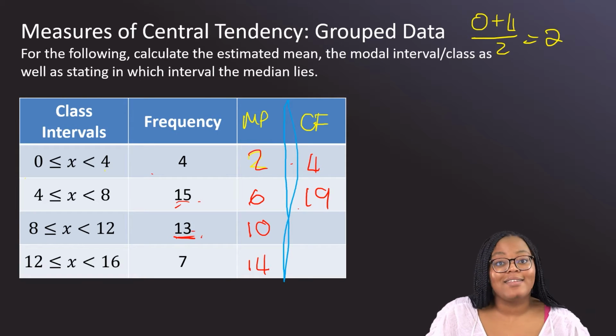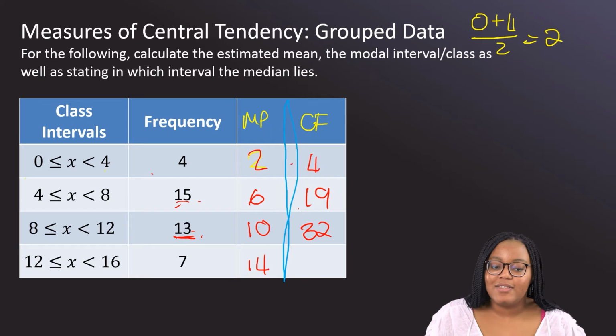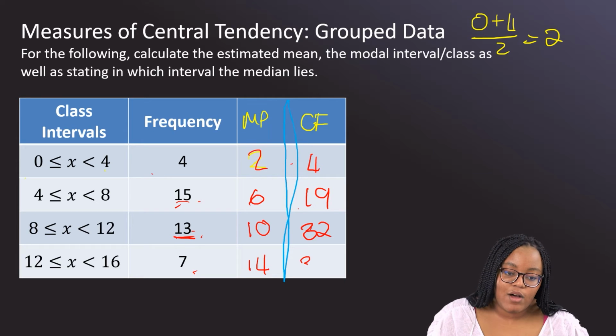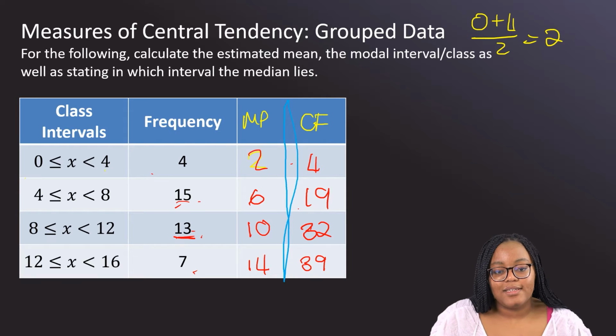That's 13 plus 19 gives us a value of 32. And in our final class interval, we have a frequency of 7, and so the cumulative frequency is going to be 7 plus 32. That's going to give us a value of 39. Let us find the mean of this data.